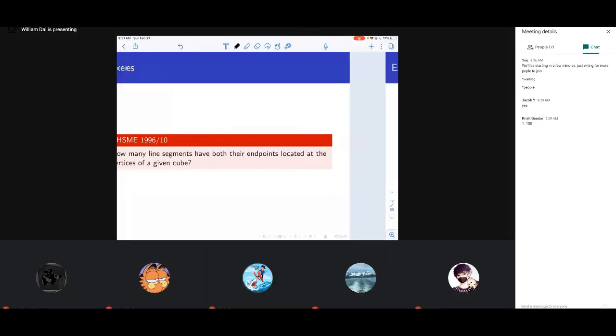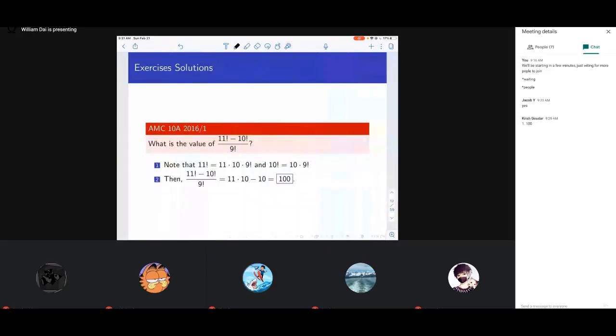Okay, so here are the solutions to the exercises here. The first one is indeed 100. It's just the definition of the factorial here. You rewrite 10 factorial as a multiple of 9 factorial and 11 factorial as a multiple of 9 factorial, so you can cancel stuff out and you get 100 in the end.